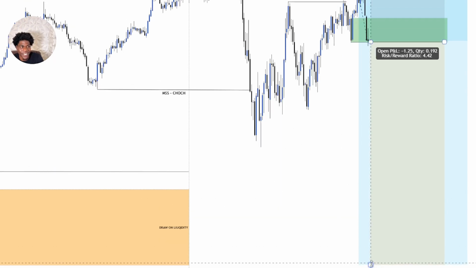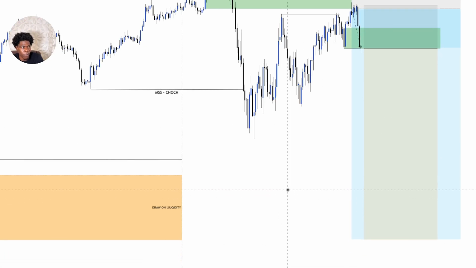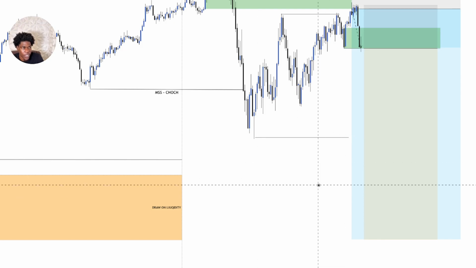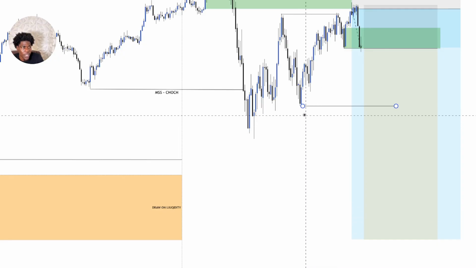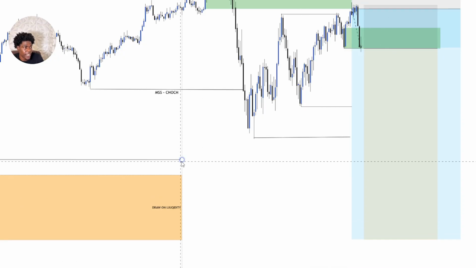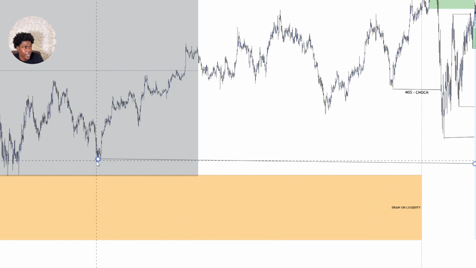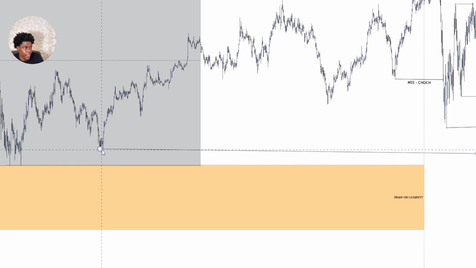But that's why I stated, don't get greedy. When I'm live with my students, I'm not here to perform. I'm here to take my money and walk away. So I'm targeting this old low first. This could be your first take profit, because you don't know what price is going to give you. And third, these old range lows like we had over here, this old London session low right here.